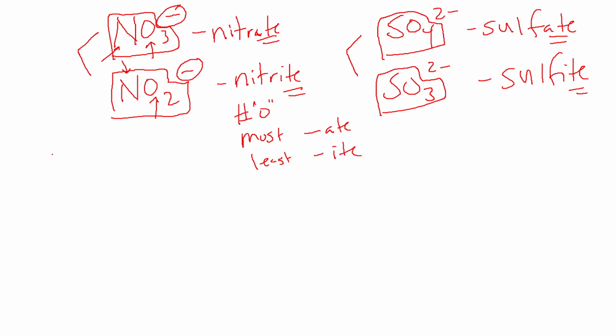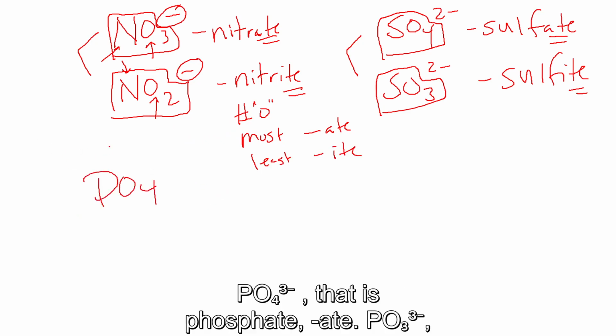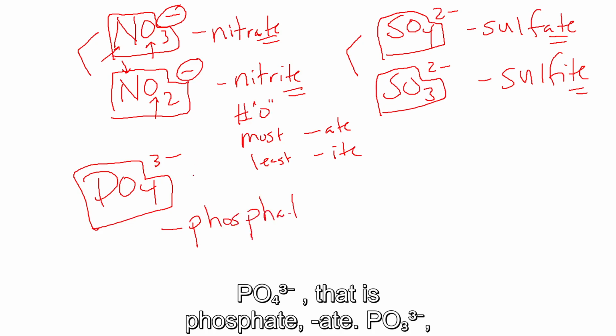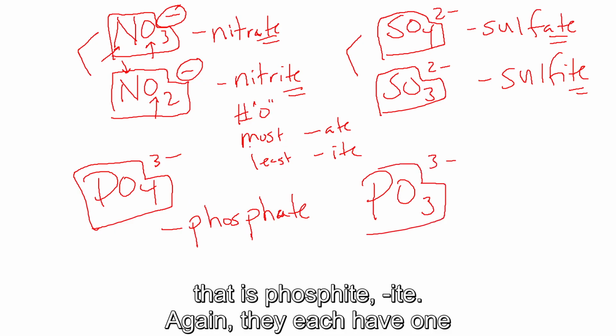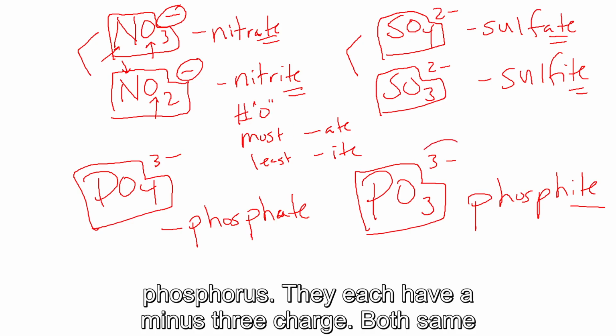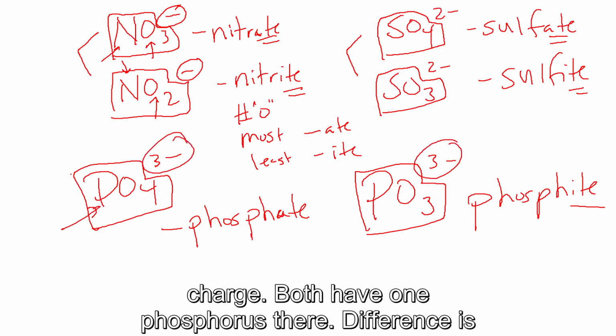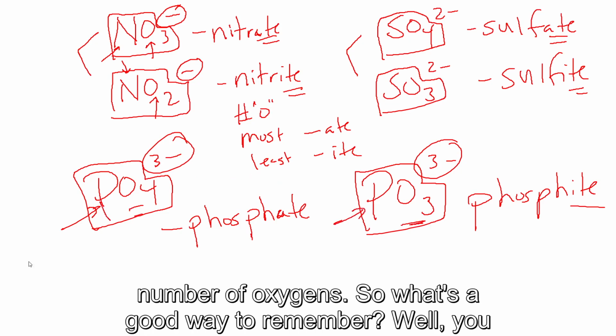So for example, PO4 3-, that is phosphate, ATE. PO3 3-, that is phosphite, ITE. Again, they each have one phosphorus. They each have a -3 charge. Both same charge. Both have one phosphorus there. The difference is the number of oxygens.